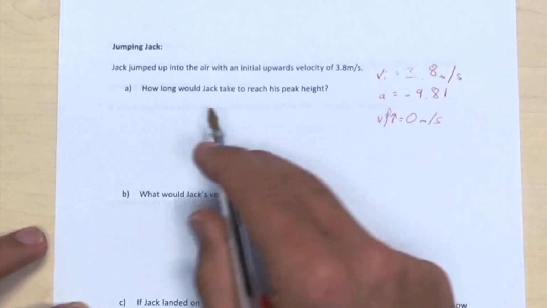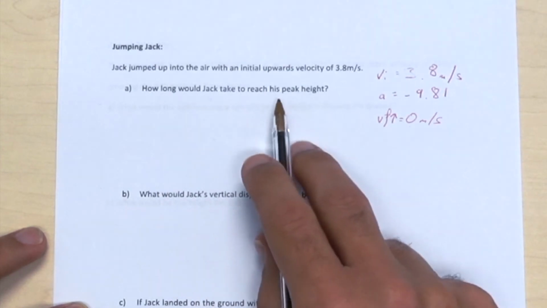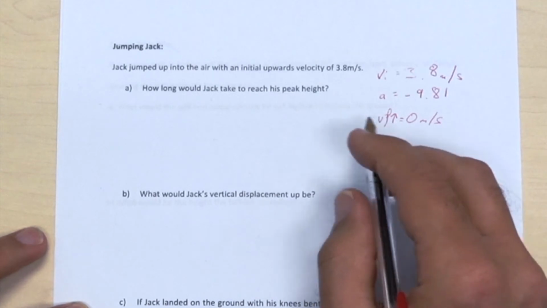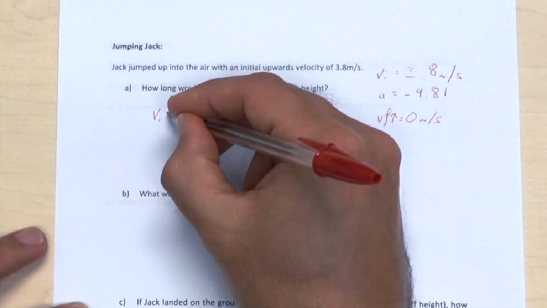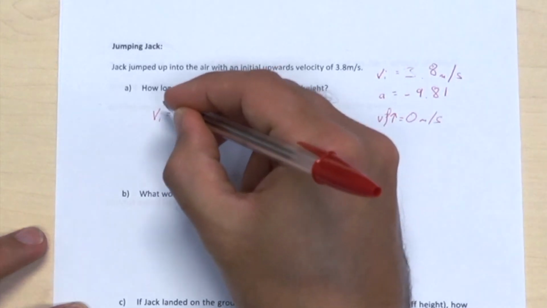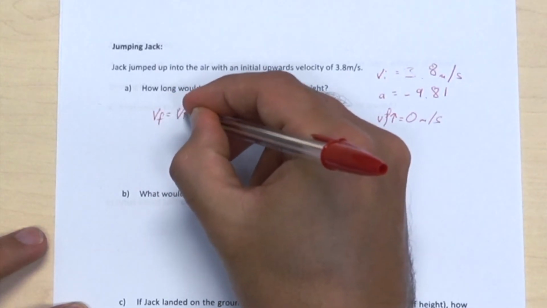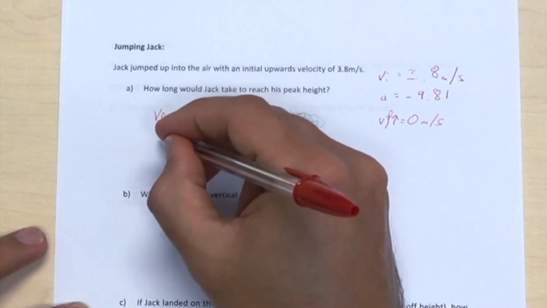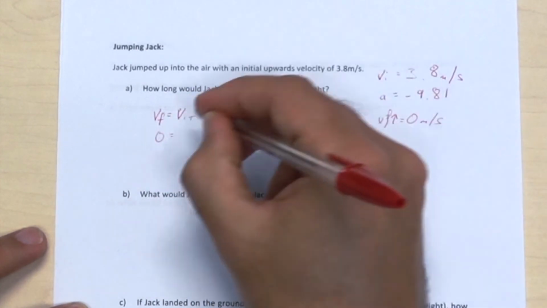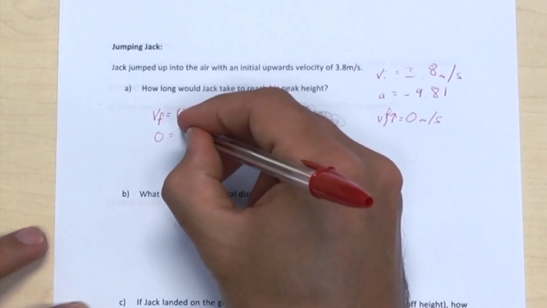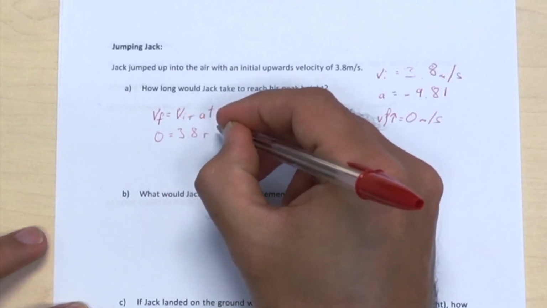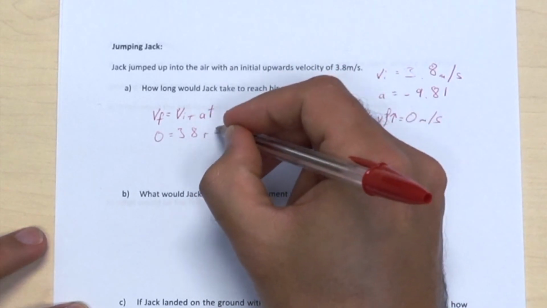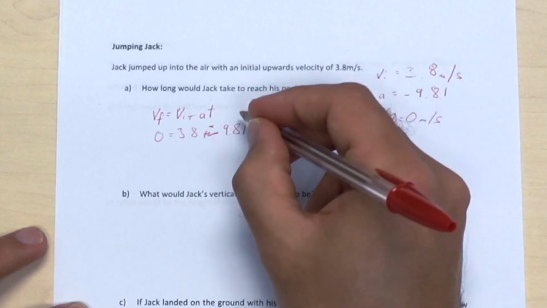So we know this information here, so when we're asked about how long it would take Jack to reach his height, or what time that would be, we can start to use the laws of constant acceleration. In particular, the first law of constant acceleration is VF equals VI add at. And so the final velocity here is 0, and the initial vertical velocity is 3.8 meters per second, added to negative 9.81 multiplied by t.